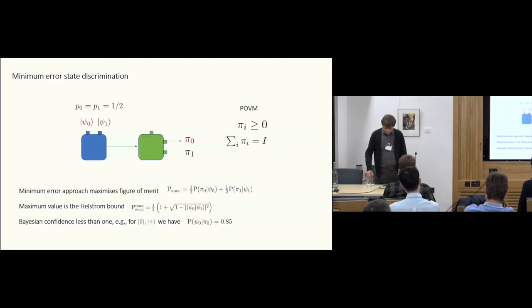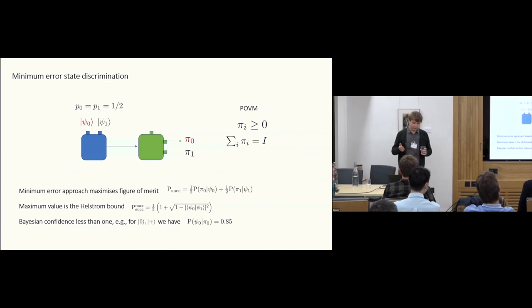So I guess everyone is familiar with minimum error state discrimination, but just to remind people here, this is some task in which you have two states being prepared with some probabilities. Or you can have a more general ensemble. And we're focusing here on the equiprobable case. So then you want to perform a measurement which tells you which state was prepared. And here you have one POVM element associated with each possible preparation.